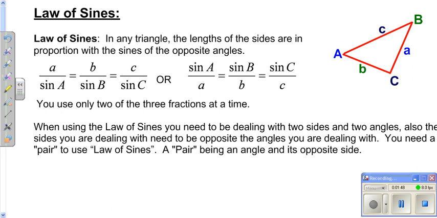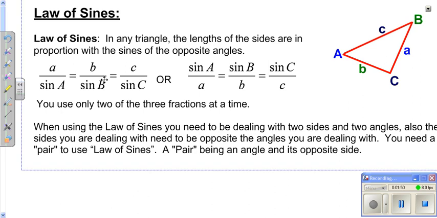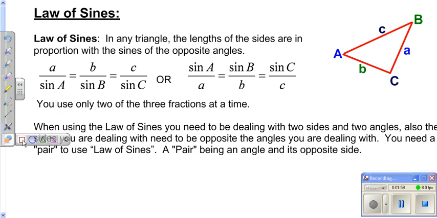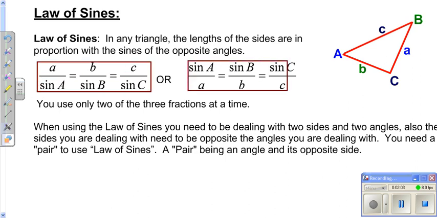Now let's talk about the law of sines. This one right here, or this one right here, mean the same thing. One is just flipped upside down compared to the other. Whichever one you choose to use is up to you. It doesn't make a difference. Now, I prefer to use whichever one is going to allow me to have what I'm looking for on top. Because if I have what I'm looking for on top, it saves me a step in the process of solving it. So if I'm looking for a side, I'm going to use this first one. If I'm looking for an angle, I'm going to use this second one.